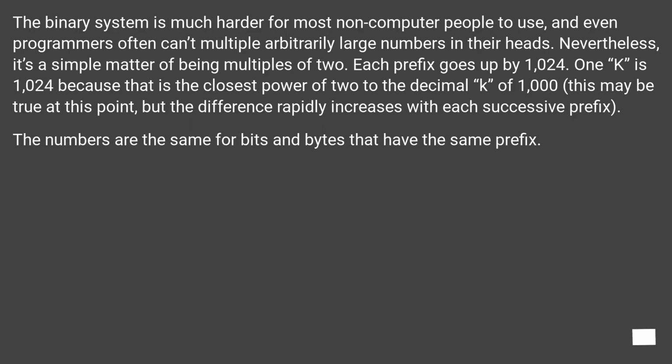The binary system is much harder for most non-computer people to use, and even programmers often can't multiply arbitrarily large numbers in their heads. Nevertheless, it's a simple matter of being multiples of 2. Each prefix goes up by 1024. 1K is 1024 because that is the closest power of 2 to the decimal k of 1000, this may be true at this point, but the difference rapidly increases with each successive prefix. The numbers are the same for bits and bytes that have the same prefix.